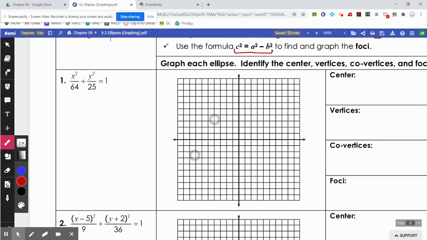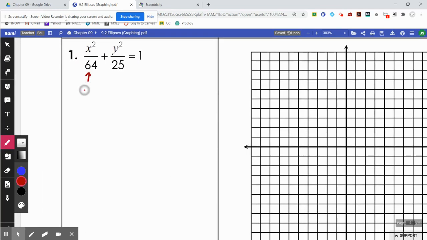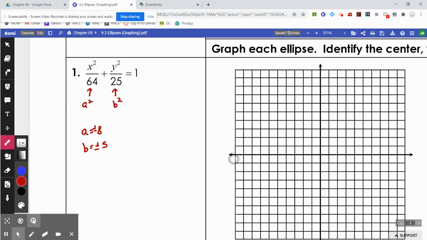So here's our first problem. x squared over 64, larger number is a. y squared over 25, smaller number is b, equals 1. So therefore, in this problem, a squared is 64, so our a is positive and negative 8. Our b is positive and negative 5. Okay, now let's talk about the center next, though.